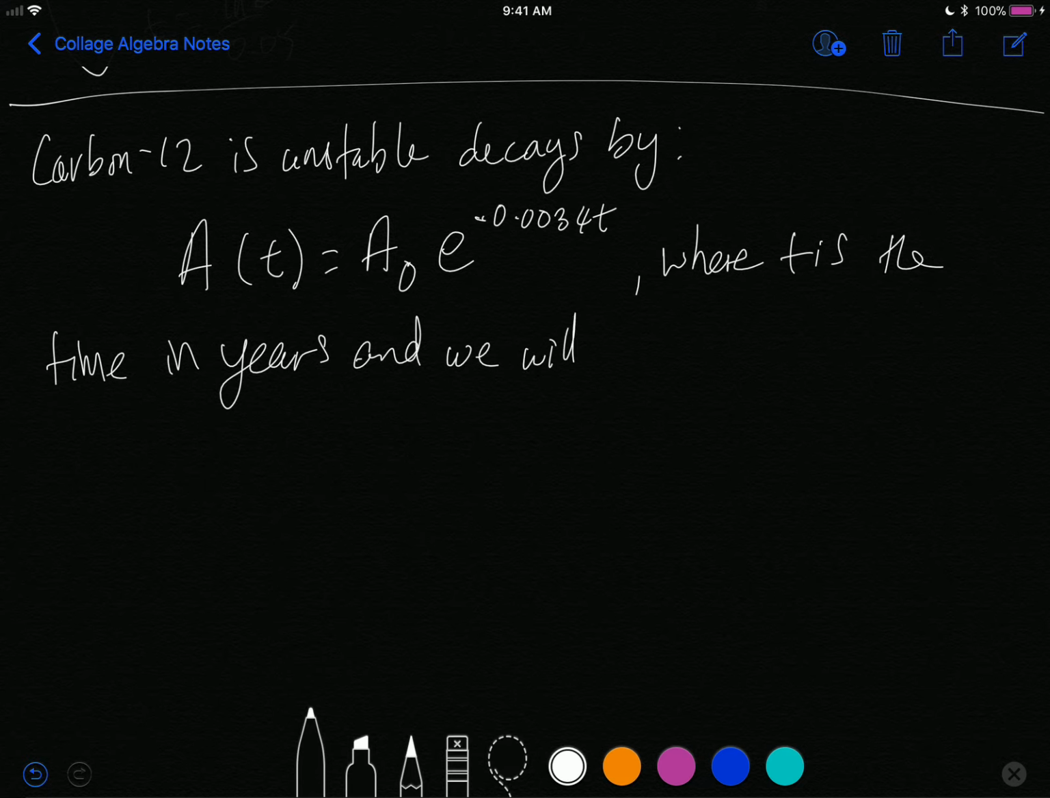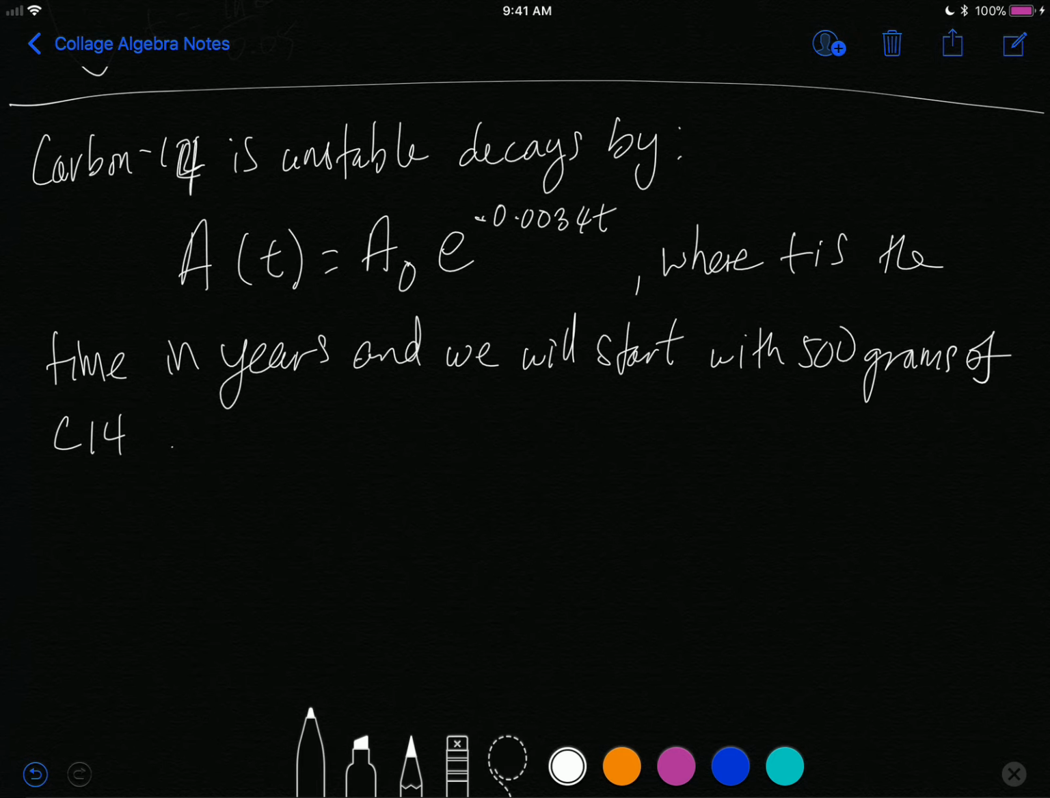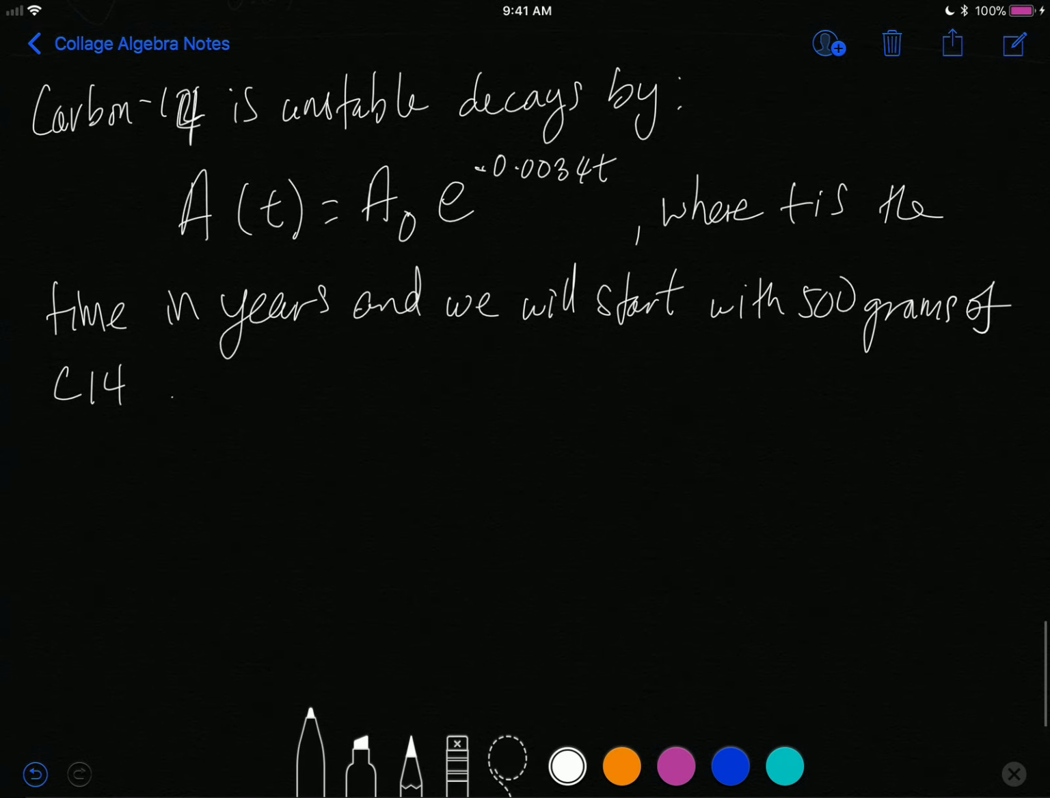Okay. And we will start with 500 grams of carbon 14. It's carbon 14, not 12. 12 is the stable one. 14 is the unstable one. I'll go C14 right here. So, what is the decay rate? Question number 1.